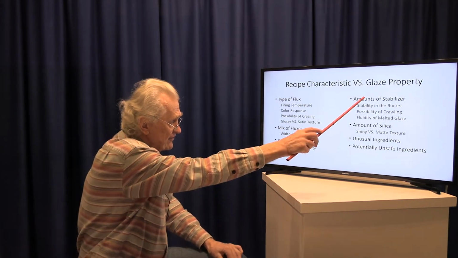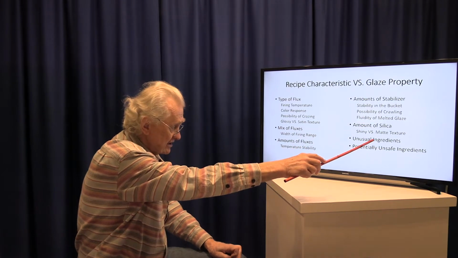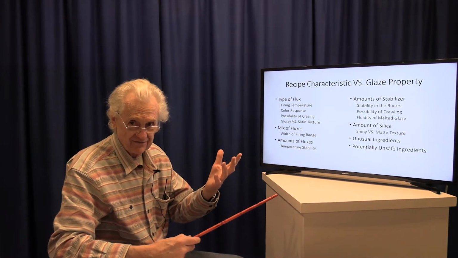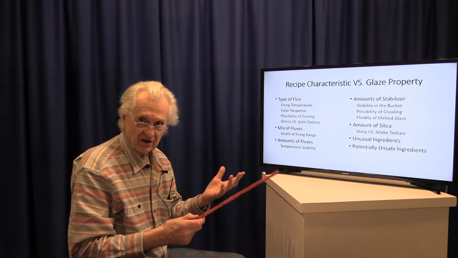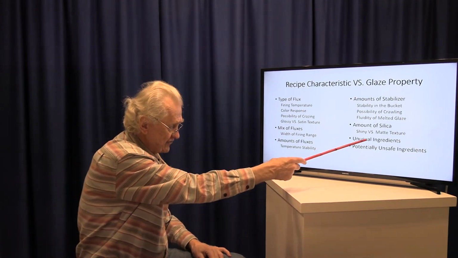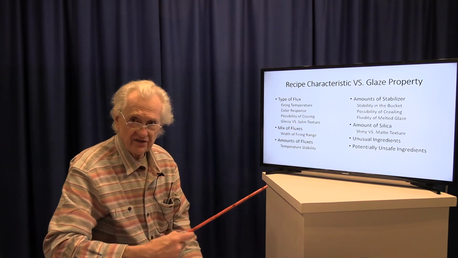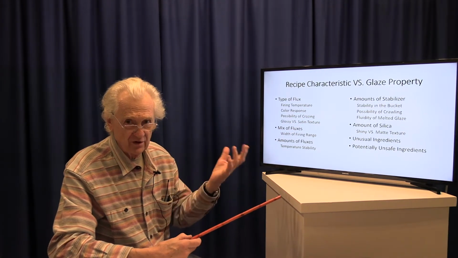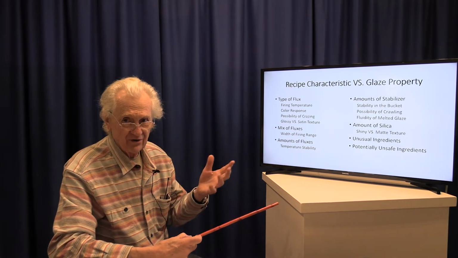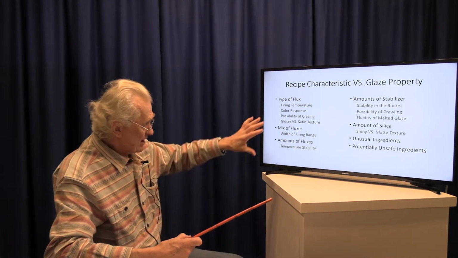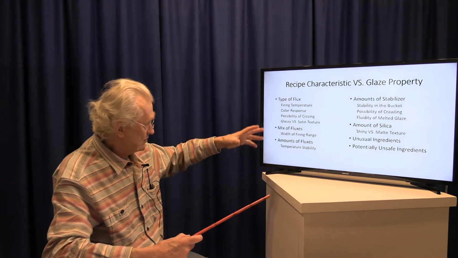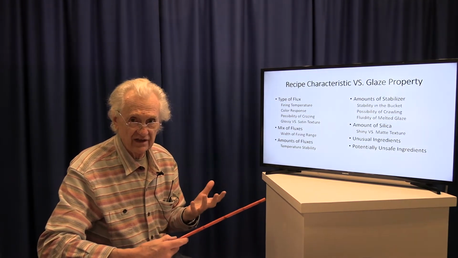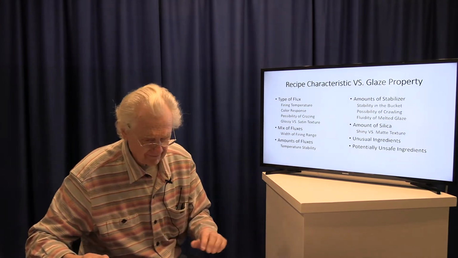And then there's the amount of the stabilizer, the amount of the silica, and unusual ingredients, where you look at the recipe and you go, whoa, what the heck is that stuff? Well, it might have a particular unusual property for the glaze, so we're going to look at that. And then potentially unsafe ingredients. Again, you might look at the glaze, and if it contains 40% lead, you want to be careful about that glaze. So we're going to be talking about all of these characteristics, and we'll be looking at examples of specific glaze recipes that highlight some of these.